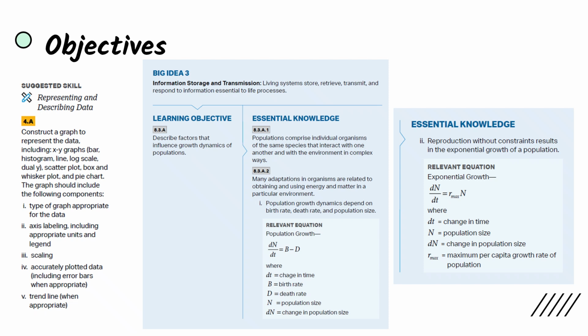For A, construct a graph to represent the data, including XY graphs, bar, histogram, line, log scale, dual Y, scatter plot, box and whisker plot, and pie chart. The graph should include the following components: type of graph appropriate for the data, axis labeling, including appropriate units and legend, scaling, accurately plotted data, including error bars when appropriate, and trend line when appropriate. And we will be graphing population growth.